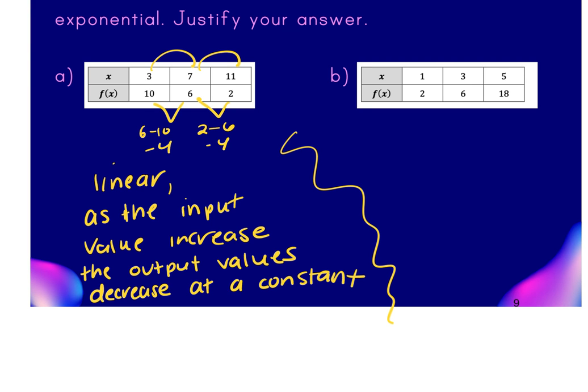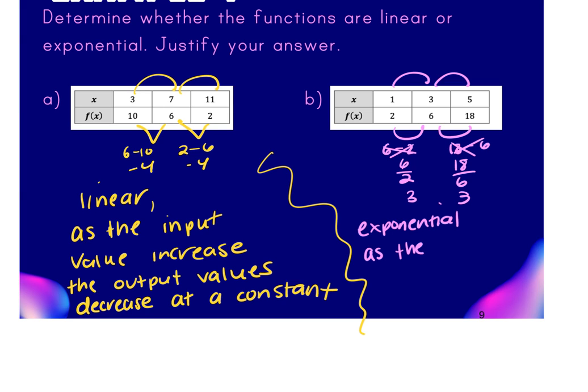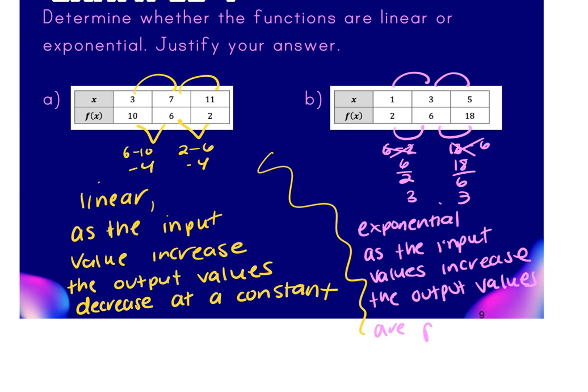Okay, now go to B. Are the intervals on my input the same? Yes. What's true about the outputs? 6 minus 2 does not equal 18 minus 6, right? So it's not linear. Does 6 over 2 equal 18 over 6? Yes, they're both 3, right? So these are exponential. And we say as the input values increase, the output values are proportional.